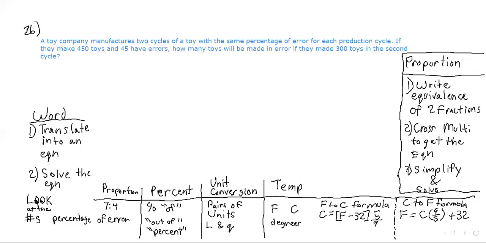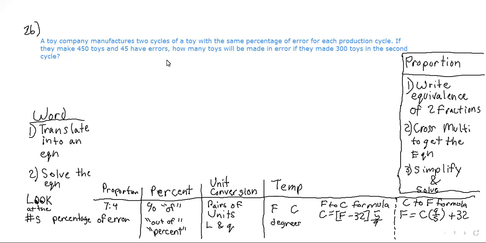Okay, so let's take a look at question number 6. It's a word problem, and as we mentioned before, the way we deal with word problems is first we have to translate it into an equation and then solve the equation for the unknown. In order to translate the word problem, we have to know what type it is, so we know what type of equation we need to set up.